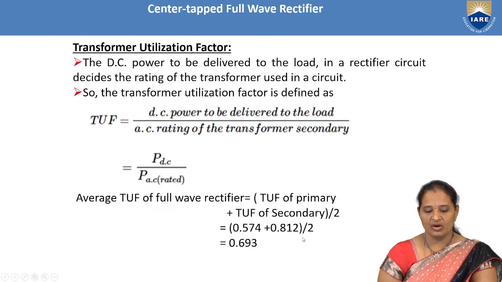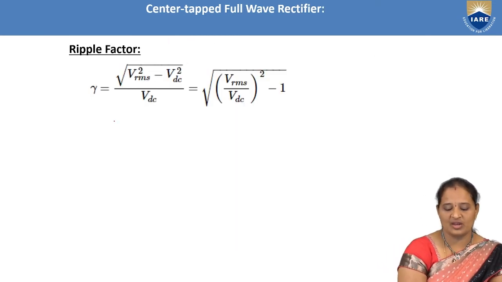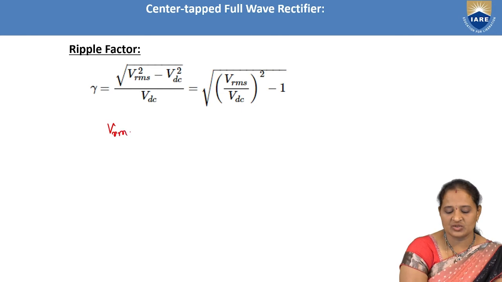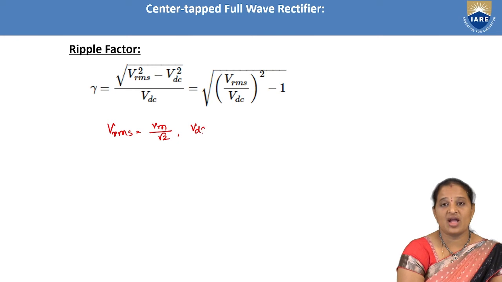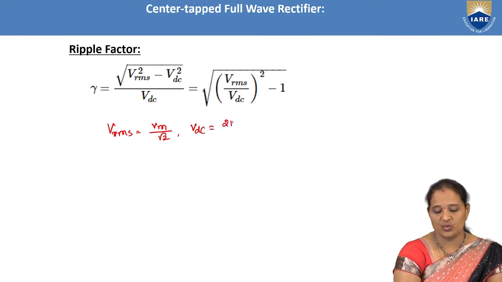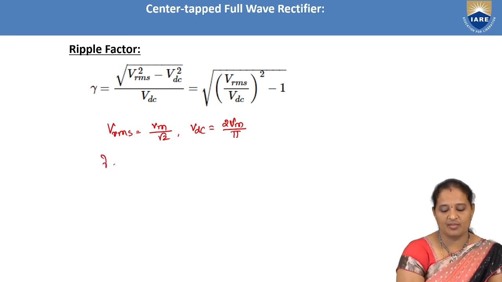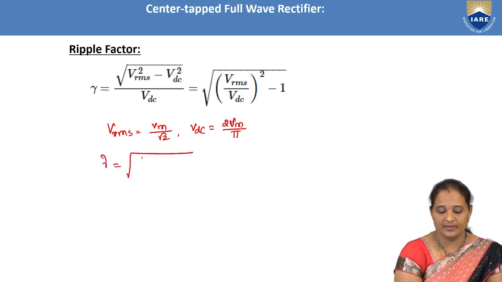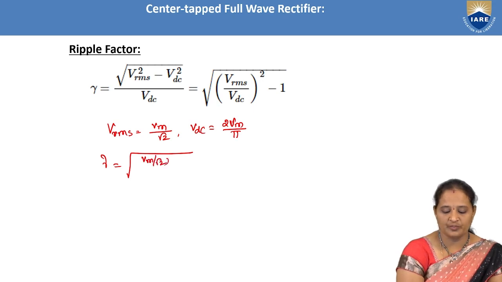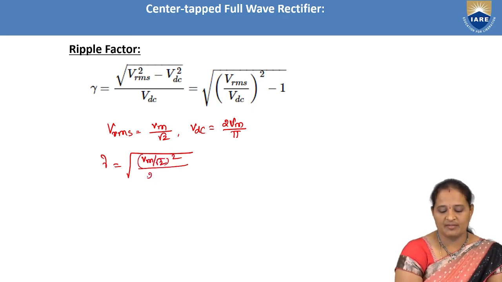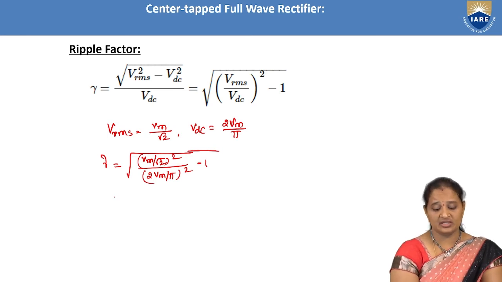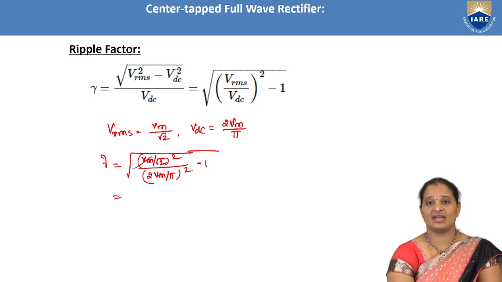We already know the VRMS value of the full wave rectifier, which is Vm by root 2, and the average value of output voltage, which we know is 2 Vm by pi. Just substitute these two values in the above formula. So we get Vm by root 2 whole square divided by 2 Vm by pi whole square, minus 1. Here Vm square and Vm square get cancelled.